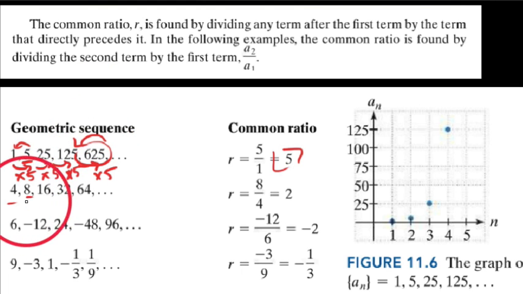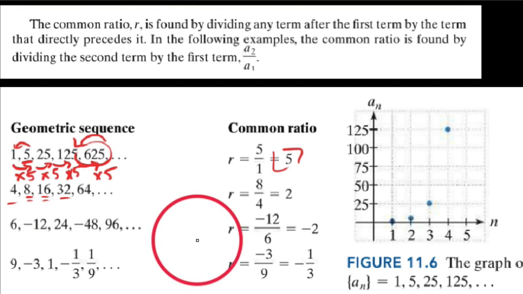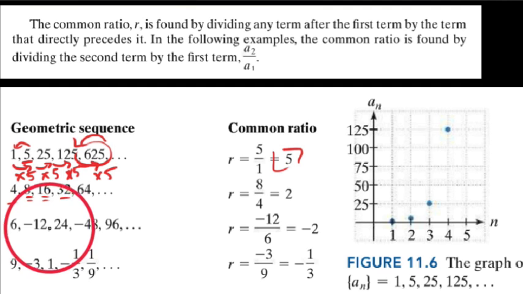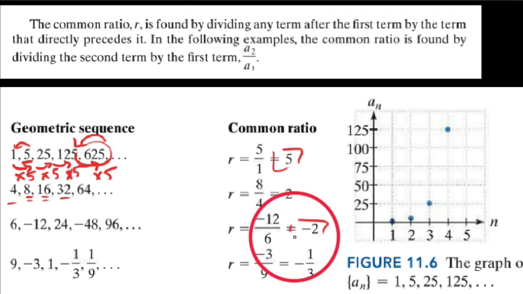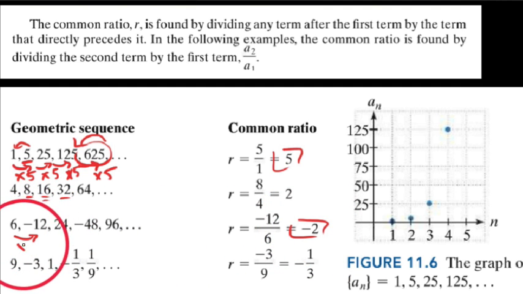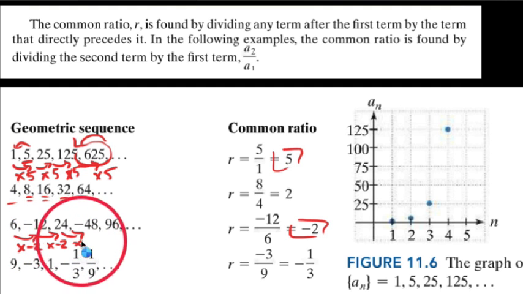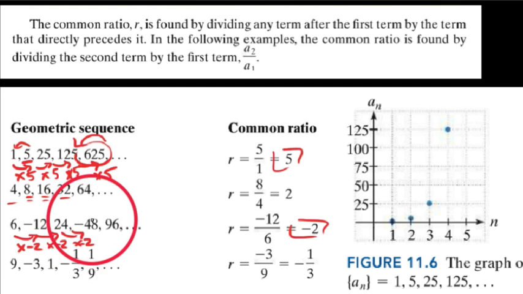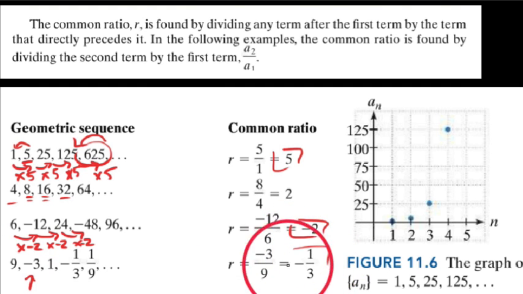For instance here, 8 divided by 4 is 2, 16 divided by 8 is 2, 32 divided by 16 is 2. So we must be doubling here. Here, the interesting story is when we divide negative 12 by a positive 6, we actually get negative 2 as our r value. So we're multiplying by negative 2, and then by another negative 2, and another negative 2, and you can see that the signs are alternating on our terms. And in our last one, if we take negative 3 and divide it by a positive 9, we get negative 1/3. So we're multiplying by negative a third every term to get the next term, and it's alternating signs.